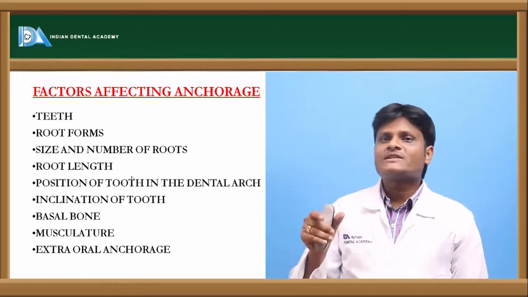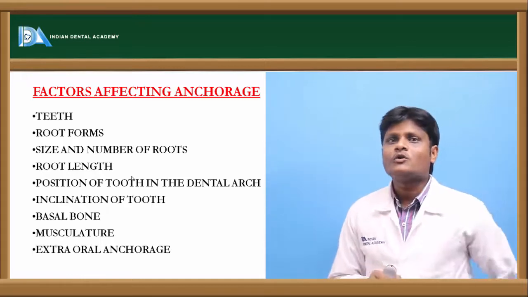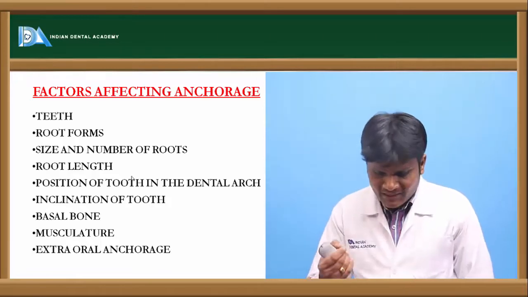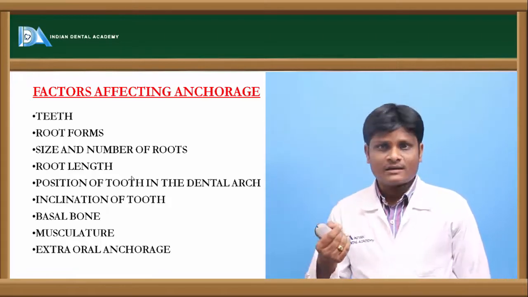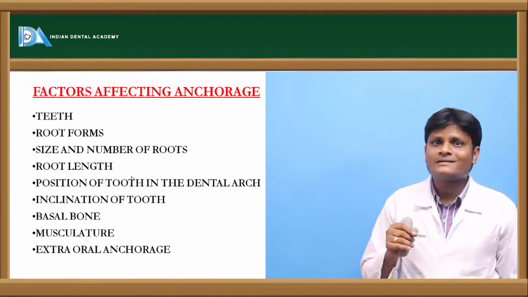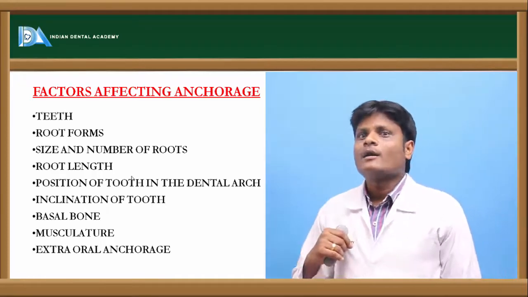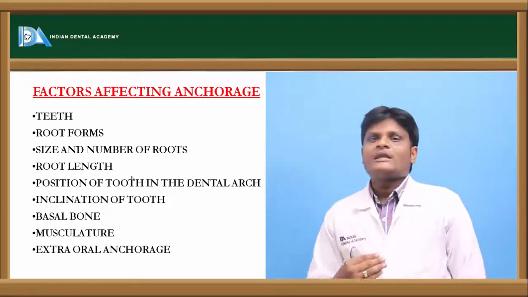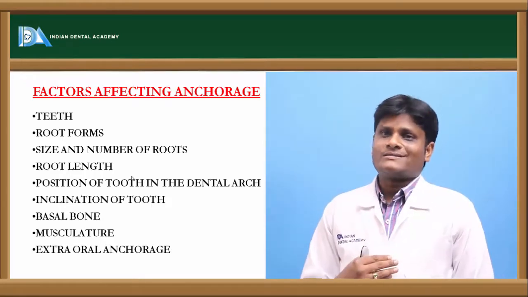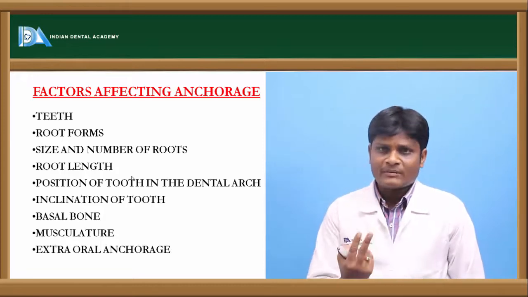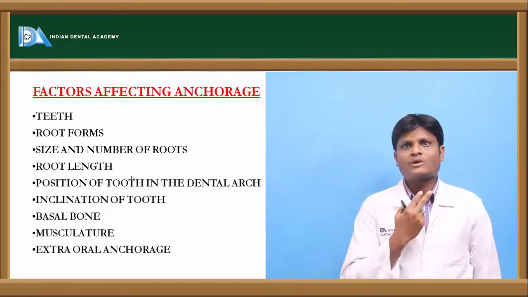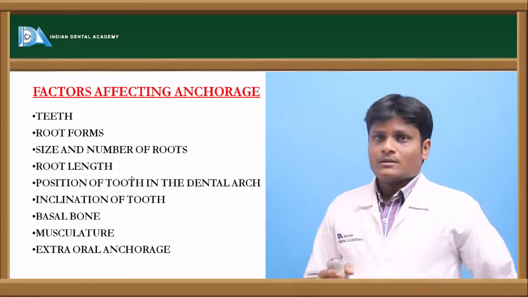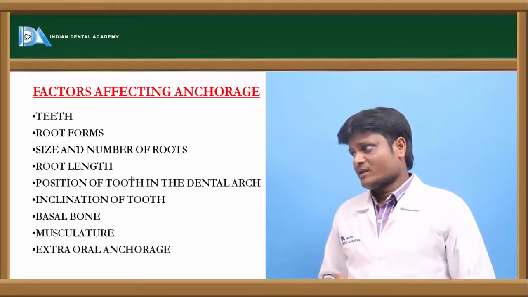We can place mini screws or mini implants in the basal bone in order to move a tooth or a group of teeth. These mini implants can be placed in the region of tuberosity in the maxilla, or we can also place it in the region of retromolar area in the mandible. Similarly, as I told you previously, we can place the mini implants between the roots of the teeth, either between two permanent molars or between first permanent molar and second premolar, depending upon the type of tooth movement or the direction in which the teeth has to be moved.